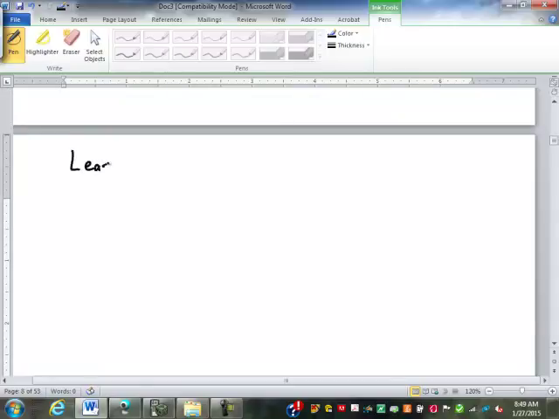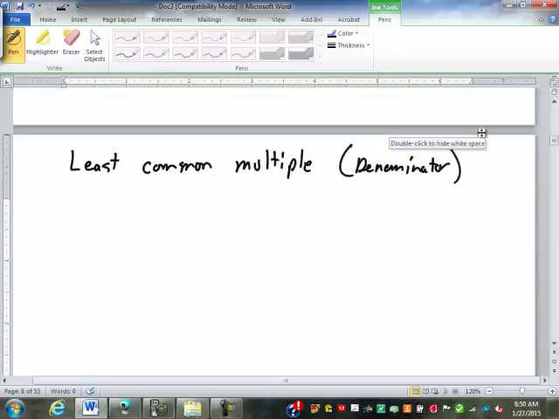Least common multiple, which is the same as find the least common denominator. Least common denominator applies specifically to fractions. Least common multiple can be any generic number.